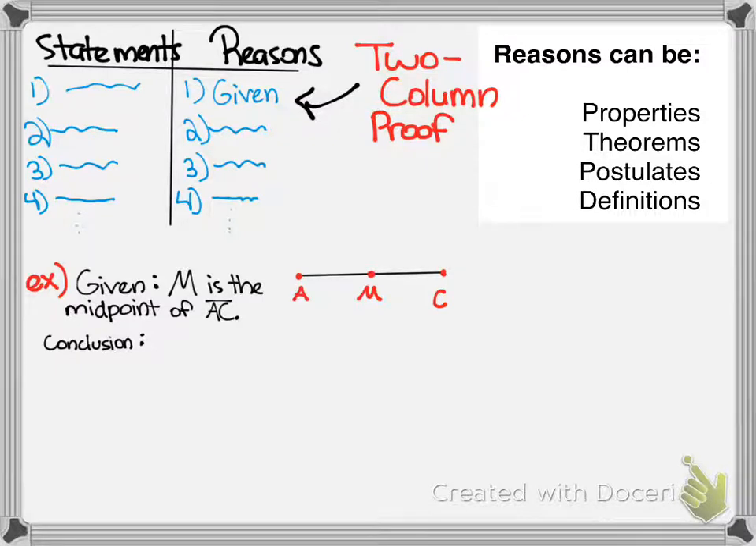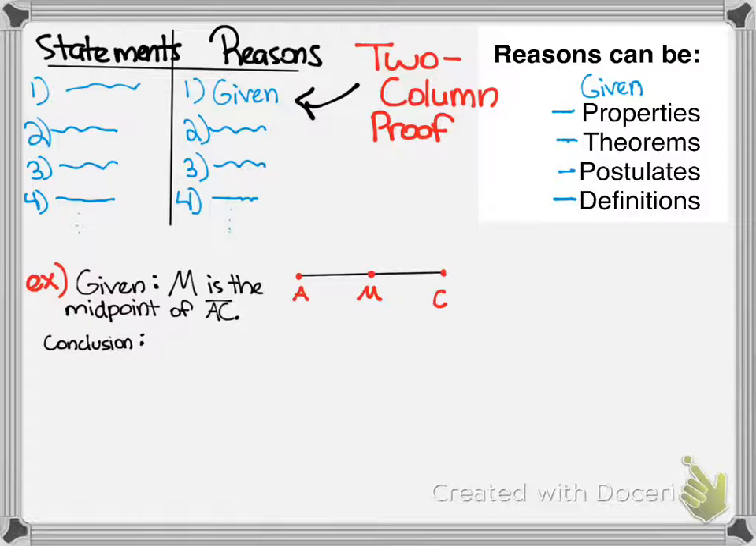Reasons can be different things. They can be properties, algebraic properties, the ones we just went over. They can be theorems that we've used before. So you can use theorems to prove other ones. They can be postulates we've used. They can be definitions of words that we've used before. They can also be given in the problem. So a reason can be a given. Okay, so those are all different things I want you to keep in mind when you're proving something that can be reasons. If they're not one of these, you're not going to be able to use it for a reason.